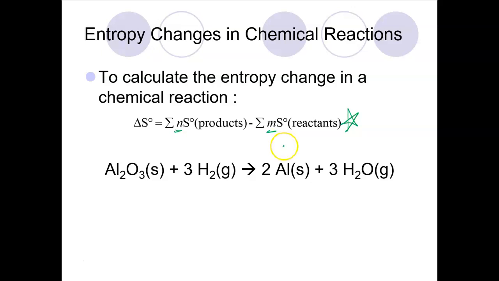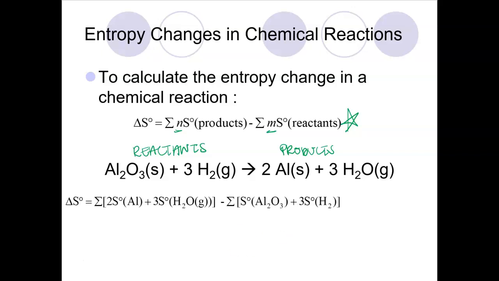Just a real quick reminder, these are the products, and these are the reactants. When I do this, I'm going to add up all the products, and then add up all the reactants and take products minus reactants. And I'm going to refer back to that table to get the numbers. So first I'm just going to set it up. For products, I'm going to take aluminum solid, and I have to multiply it by 2. That's what the 2 is doing right there. Then I'm going to take H2O gas, and I have to multiply it by 3.